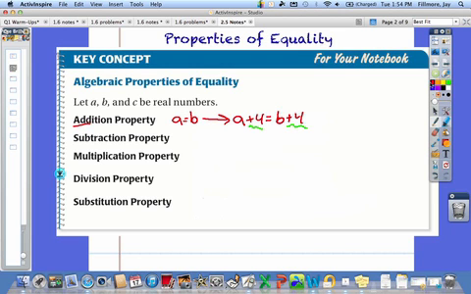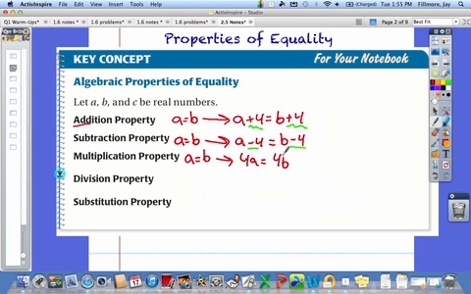Same thing for subtraction. If I start again with A equals B, I can subtract the same number from both sides, so let's say minus 4 on both sides, and my equation still remains equal. I can keep my equal sign there. So again, we just subtracted the same thing from both sides. Multiplication and division work the exact same way. For multiplication, if I start with A equals B, I can multiply both sides by the same number. So 4 times A equals 4 times B, multiplying both sides by the same number.